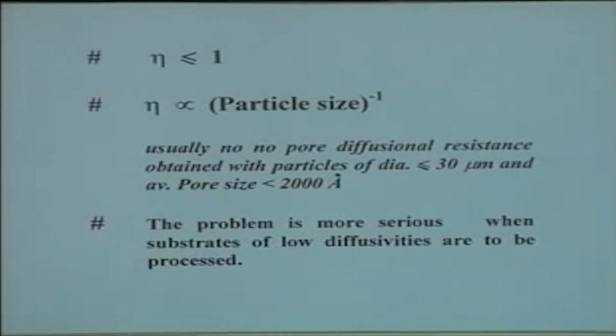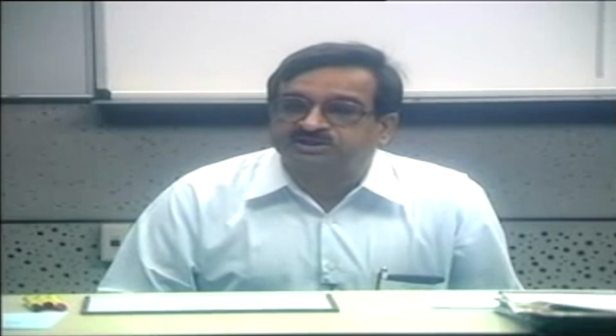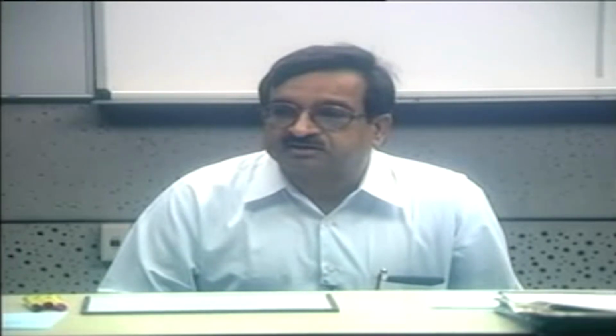Now, if you take a substrate which has a lower diffusivity in the matrix, the problem is more serious, because the rate of diffusion is slower than the biochemical reaction rate. Therefore, the relative rate of diffusion and relative rate of biochemical reaction is another feature which controls the effectiveness factor.